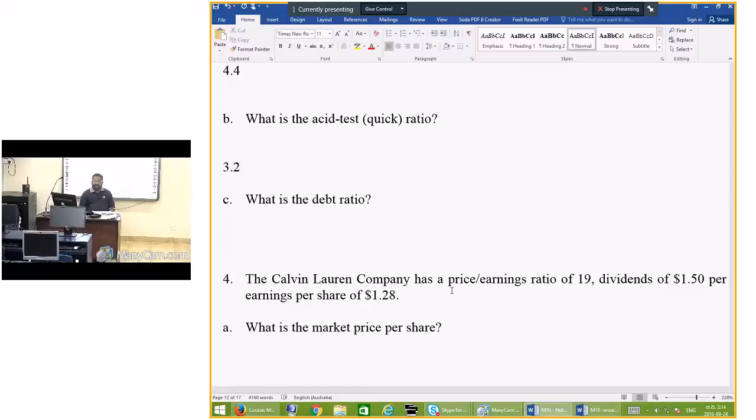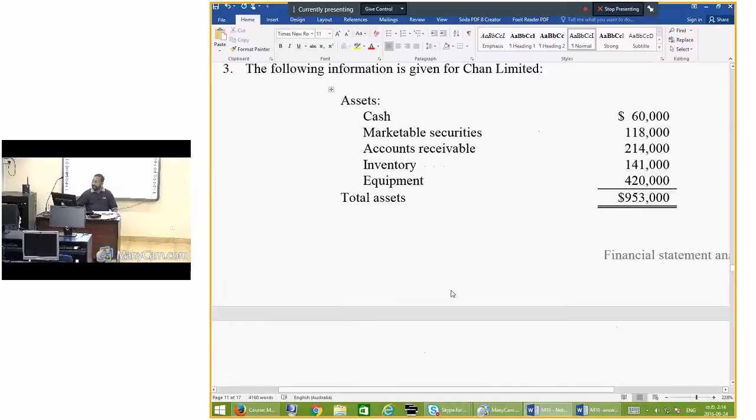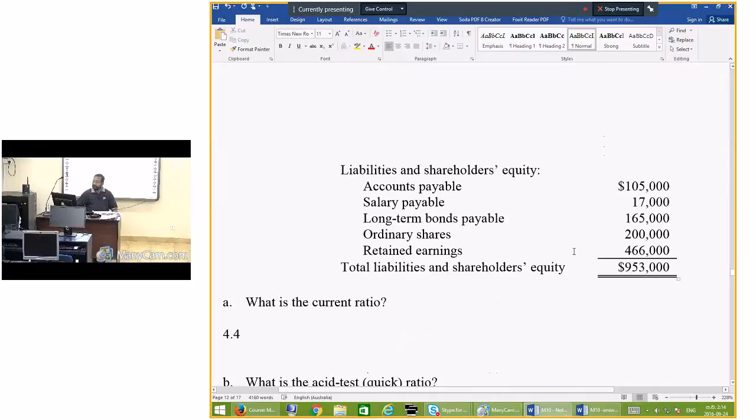And what is the debt ratio? Debt ratio is total debt divided by total assets. How much is the percentage of debt out of the total assets? Total assets we know exactly, 953,000. Total debt: 105, 17, 165. All these three figures are debts.